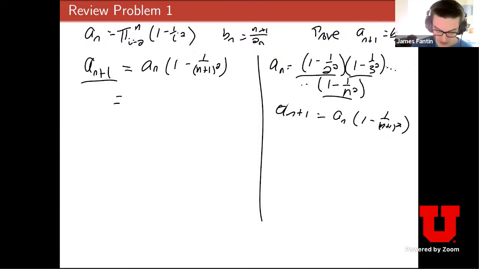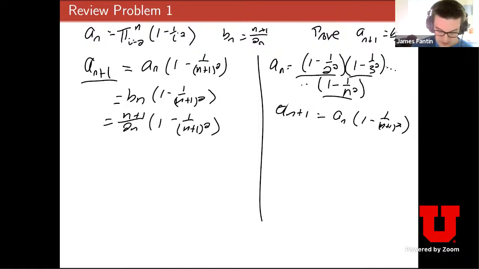So here we see we know a sub n is equal to b sub n, so we can replace this with b sub n. And now we know what b sub n was. B sub n was equal to n plus 1 over 2n. And then we just do a bunch of algebra to get the rest to work out.